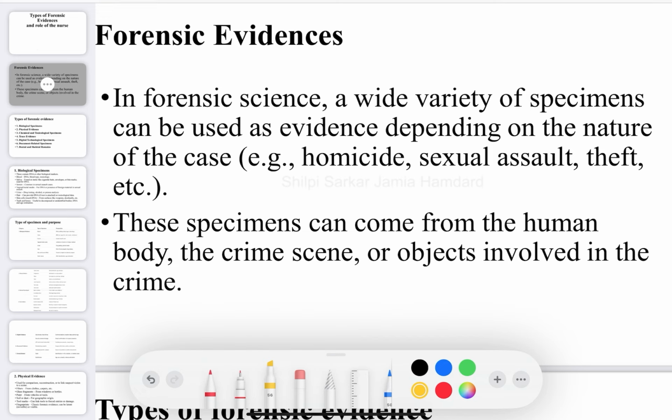In forensic science, a wide variety of specimens can be used as evidence, depending on the nature of the case. It can be homicide, sexual assault, theft, etc. These specimens can come from the human body, the crime scene, or objects involved in the crime. They can be biological evidence, physical evidence, chemical or toxicology evidence, or trace elements, which will be discussed further.